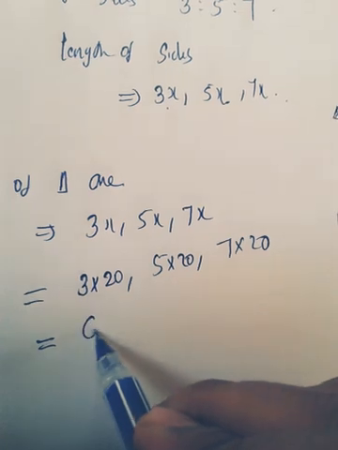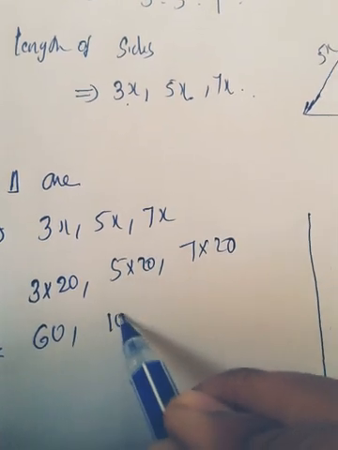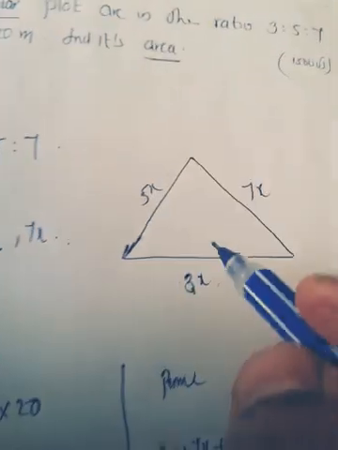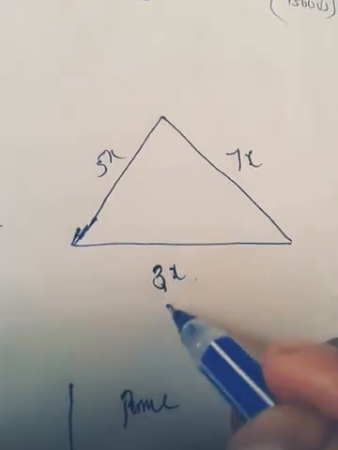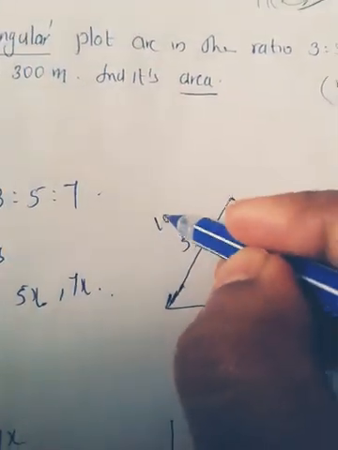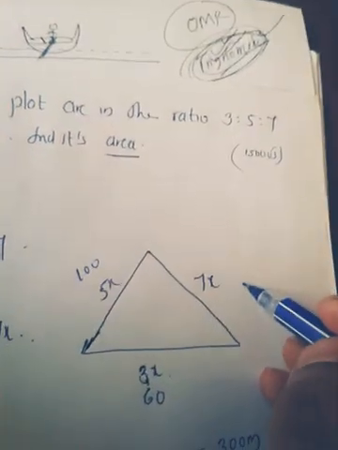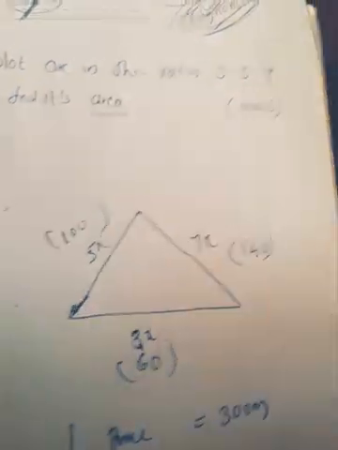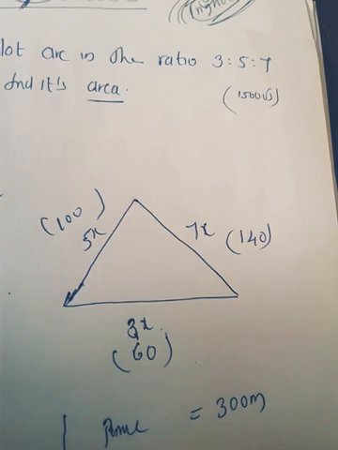That means 3 into 20 is 60. 5 into 20 is 100. 7 into 20 is 140. So these are the lengths of the sides actually. That means now we can write this as 60, this as 100 and this as 140. So we got the three sides of the triangle.